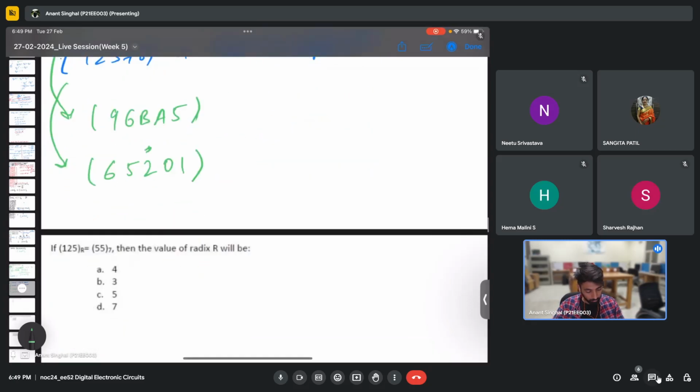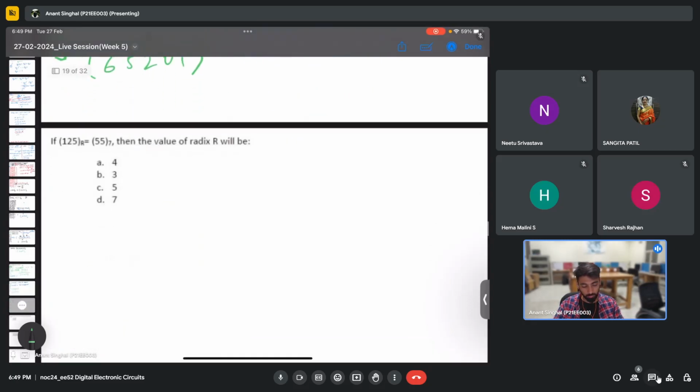We did a basic question like this before, to find the radix. So quickly let me know the answer. Maybe you can take 2 minutes now and let me know the answer to this.